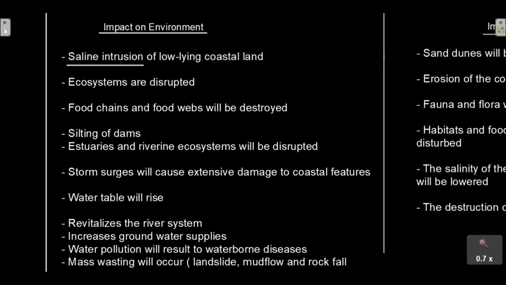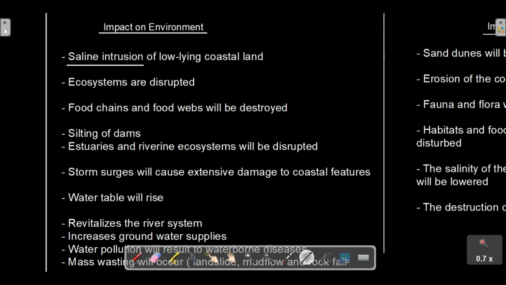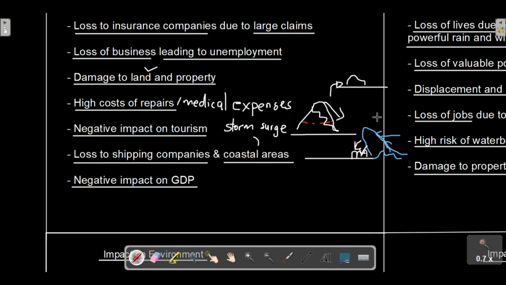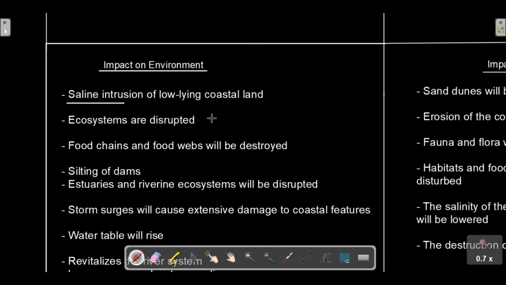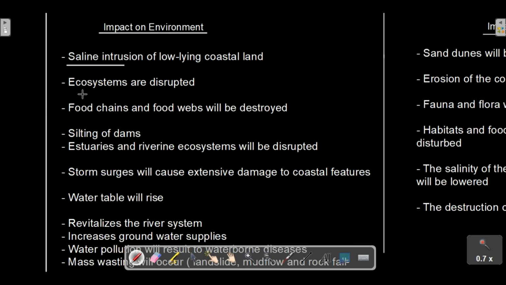The saline intrusion of low-lying coastal land. Okay, so by saline intrusion we basically mean that because you are going to have these storm surges, you are going to have ocean water intruding into the coastal areas. Now you have the salt, the soil will be salty, or the chemical composition of the soil will be changed. So this affects also the biodiversity of these coastal areas, okay? Because now the soil has changed its composition.